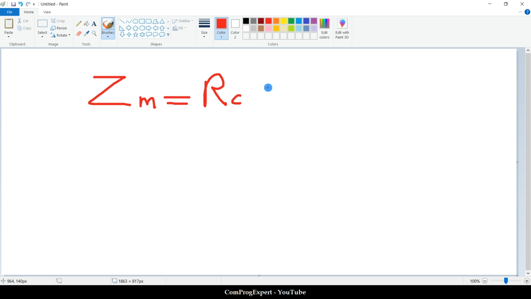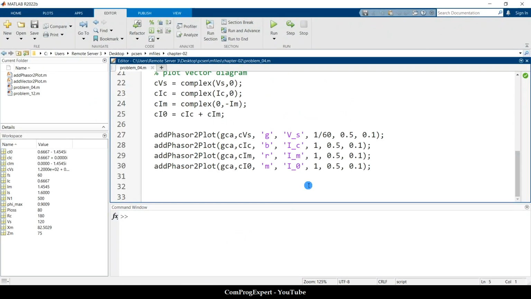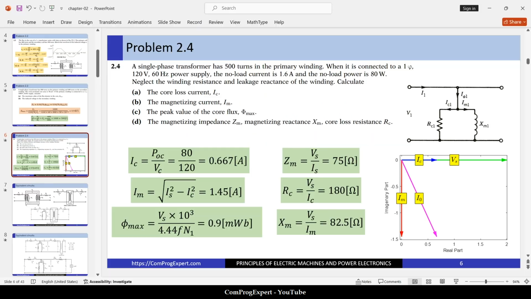This is in parallel with jXm, the magnetizing reactance. So we can calculate the angle of the impedance here. So how can we do the calculations in MATLAB?